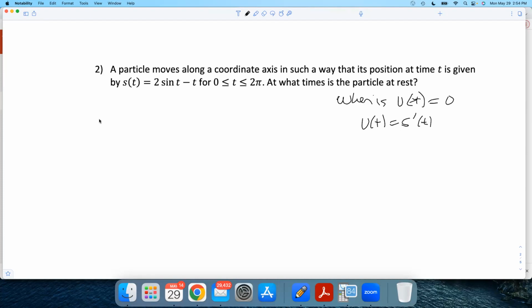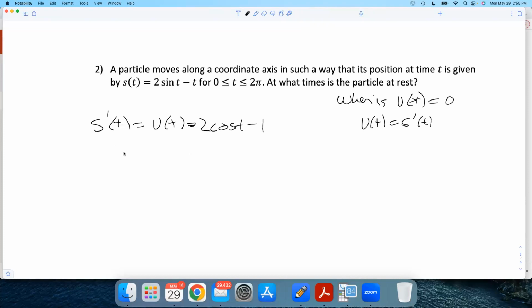So I have to take the derivative here. S prime of t, also known as the velocity function, equals 2 times sine, the 2 just comes along for the ride. The derivative of sine is cosine. Minus the derivative of t. The derivative of t is just 1.